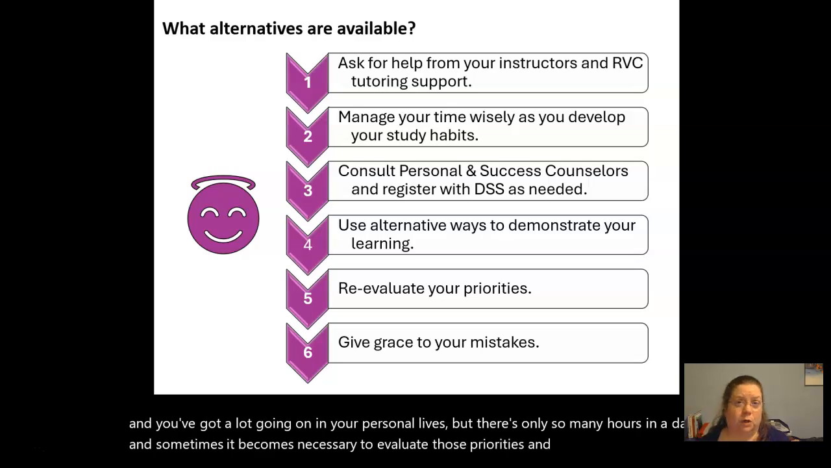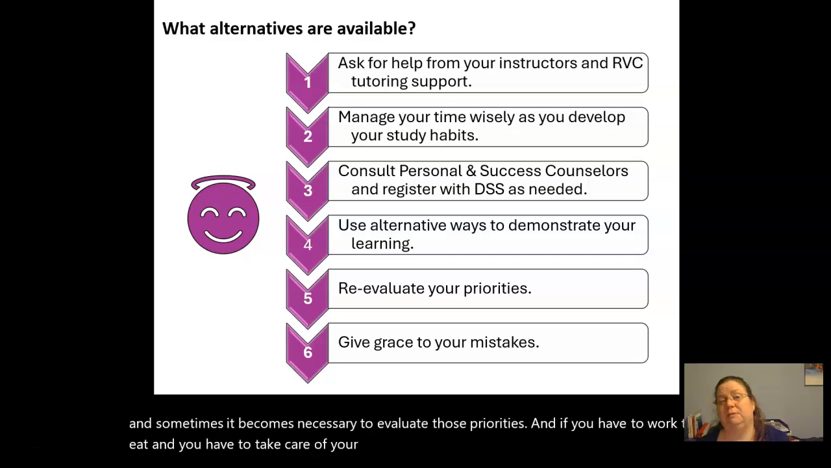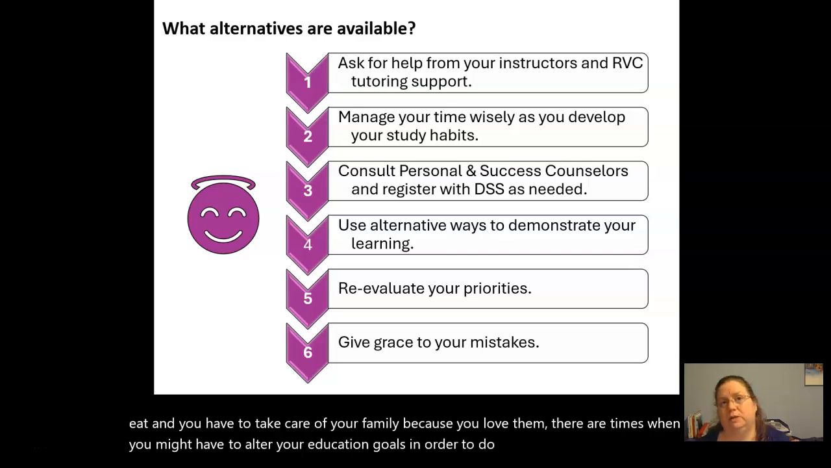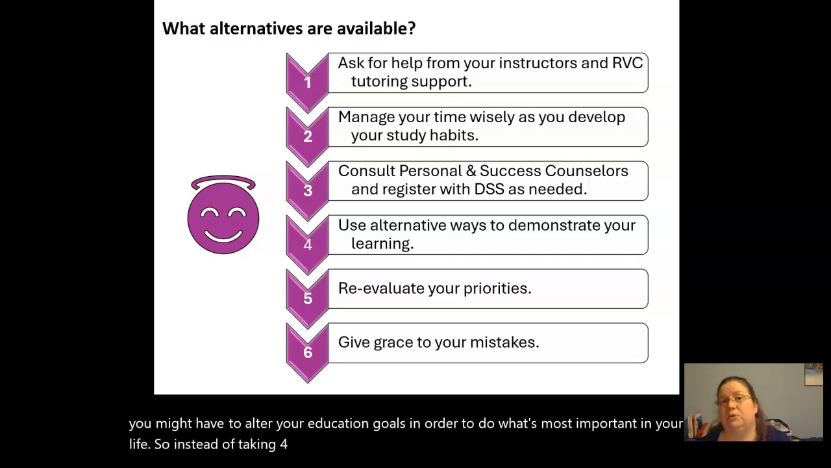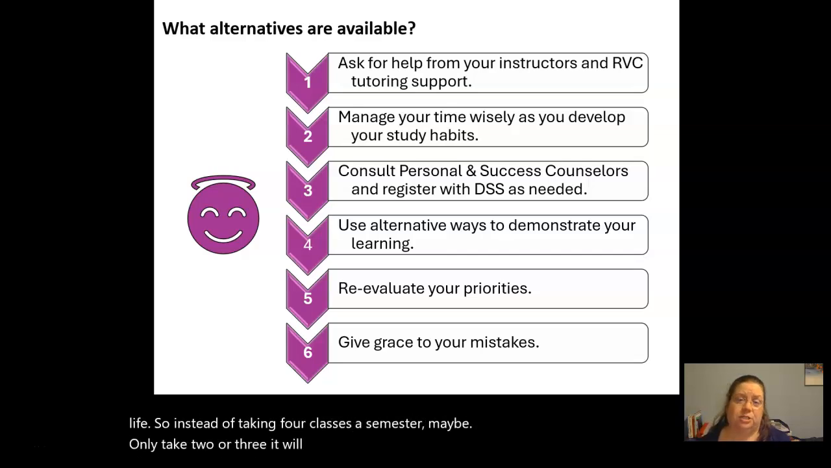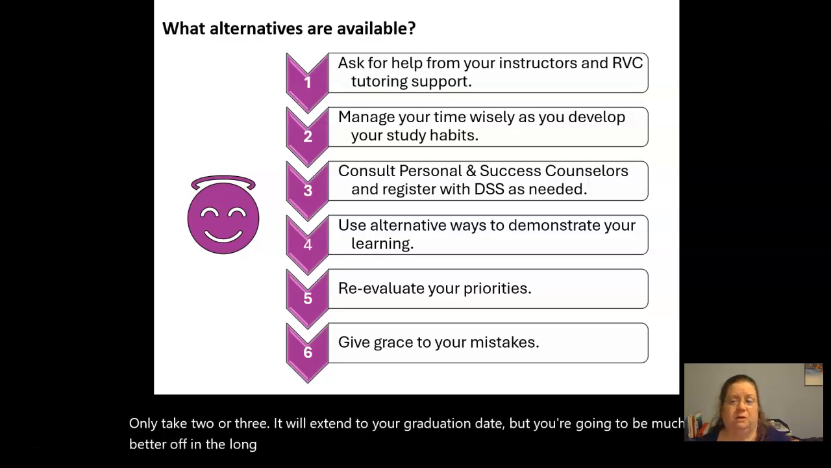And if you have to work to eat and you have to take care of your family because you love them, there are times when you might have to alter your education goals in order to do what's most important in your life. So instead of taking 4 classes a semester, maybe you only take 2 or 3. It will extend your graduation date, but you're going to be much better off in the long run for doing so. I can help you with that priority brainstorming session if you would like.